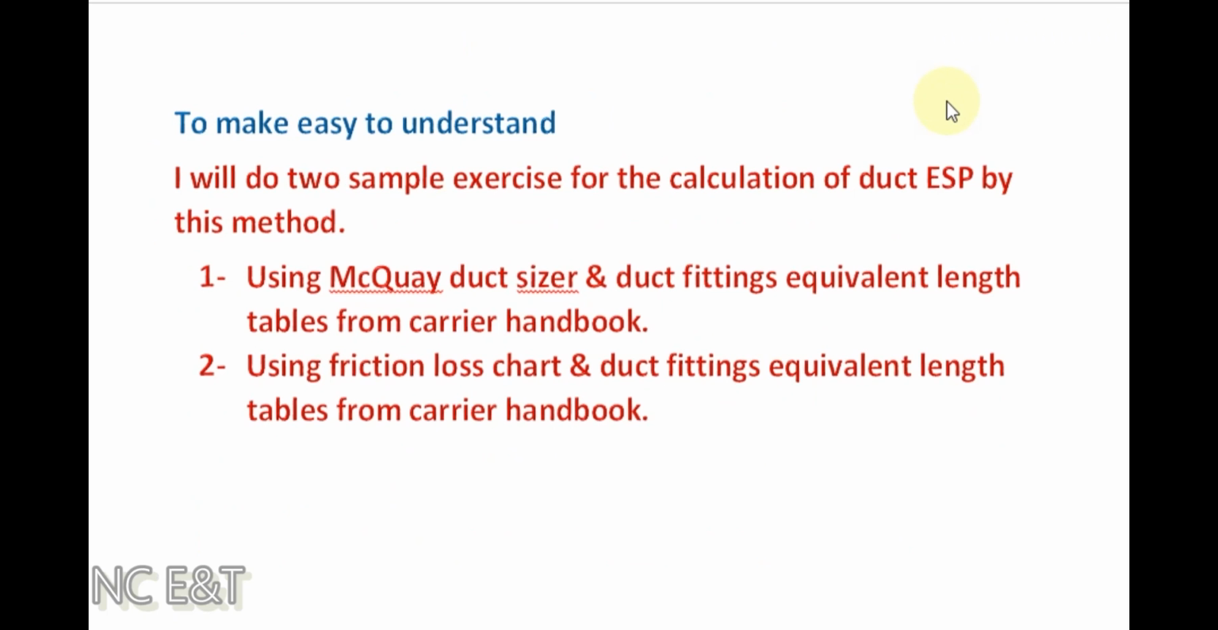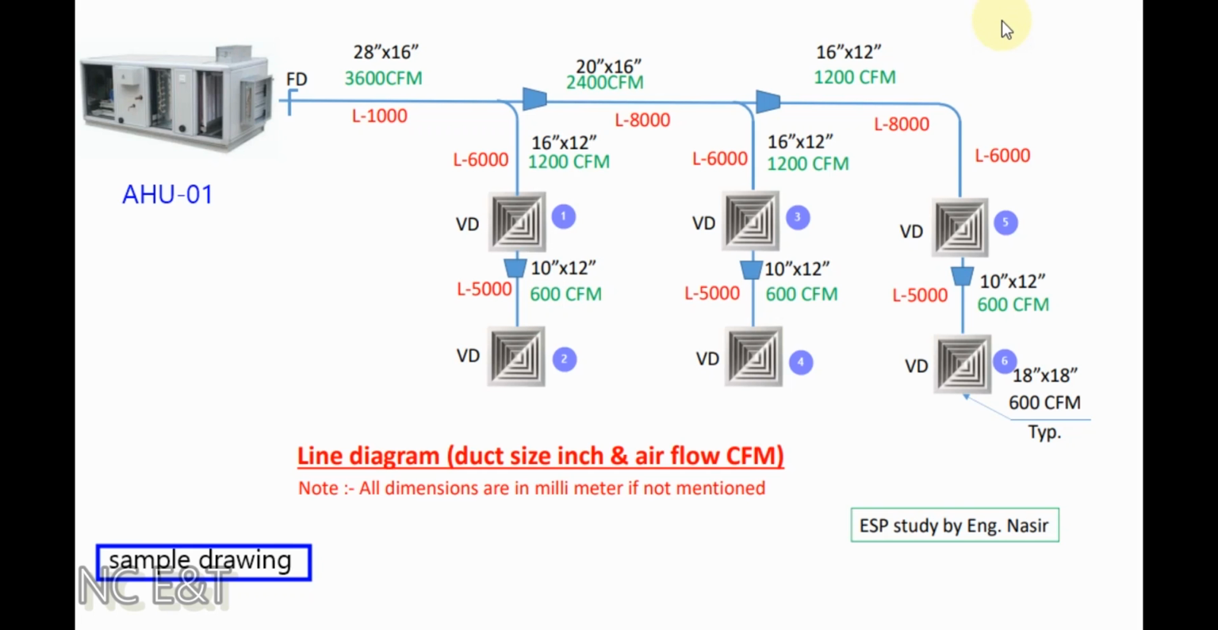To make it easy to understand, I will do two sample exercises for the calculation of duct external static pressure by this method. Number 1, using McQuay Duct Sizer and duct fittings equivalent length tables from Carrier Handbook. Number 2, using friction loss chart and duct fittings equivalent length tables from the Carrier Handbook. We will use this sample drawing for our study.